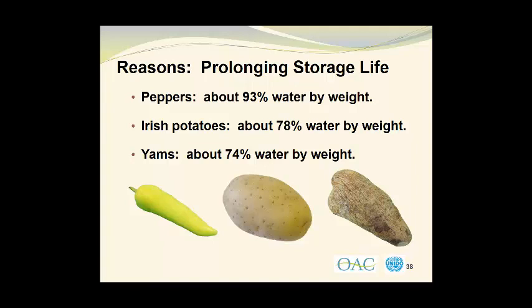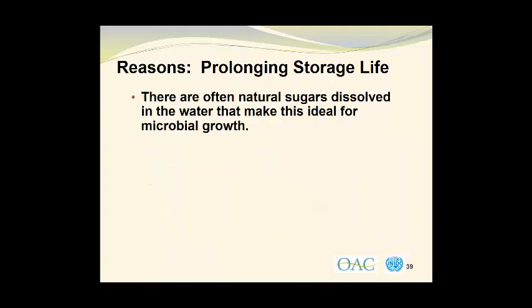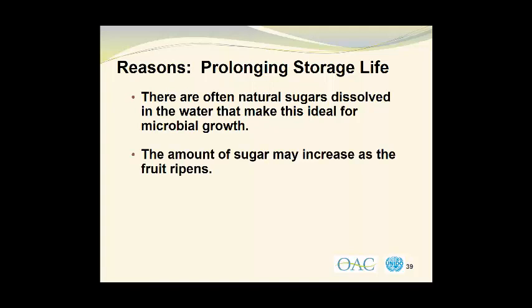to take place. There are often natural sugars that are dissolved in the water in the materials that make this an ideal situation for microbial growth. The amount of sugar may actually increase as the fruit ripens. So let's draw a graph to illustrate this. On the vertical axis, we will put sweetness. On the horizontal axis, we will have time.